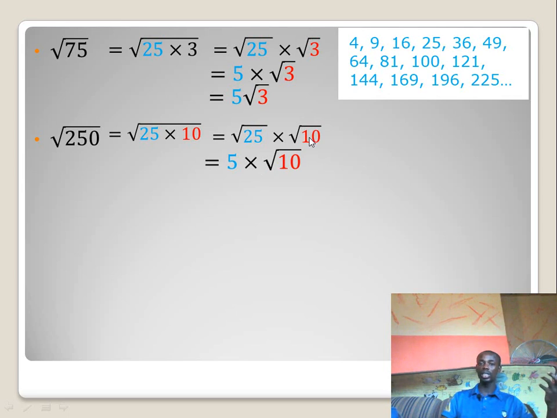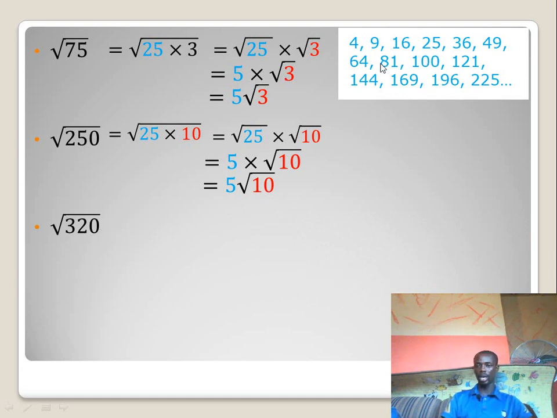I can't do any other thing with 10. Why? 10 has no factor here, so I can't split 10 into any of these numbers. 10 is not a perfect root, so there is nothing I can do with 10 anymore. So why won't I just write my answer and move on? My answer here is 5 root 10. Hope that is understood. Now here is root of 320.